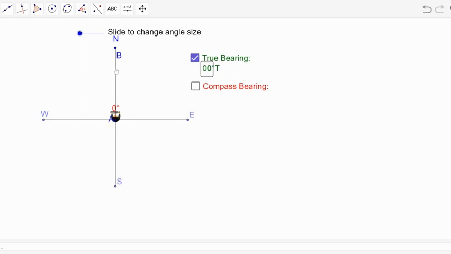True bearing is an angle that is made with, we can think of, the positive y-axis. So when we slide this angle, we can see how it changes. So for example here, the true bearing is 30 degrees. And that means that the direction makes an angle of 30 degrees with north. Everything is referred with the direction north. That's why we talked about positive y-axis.